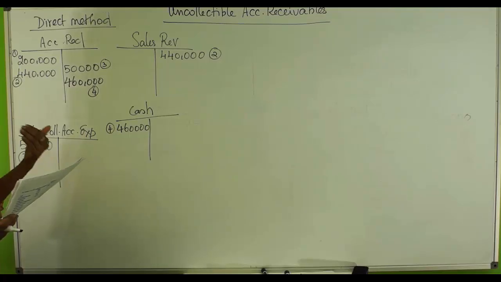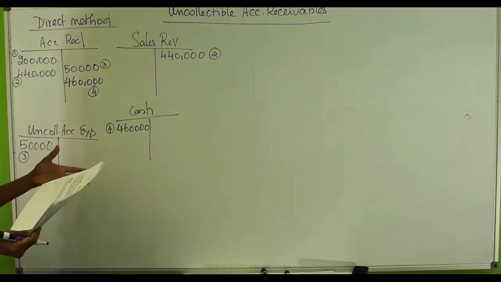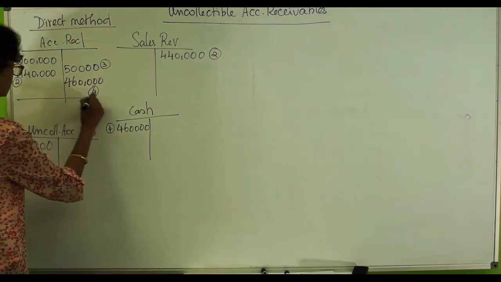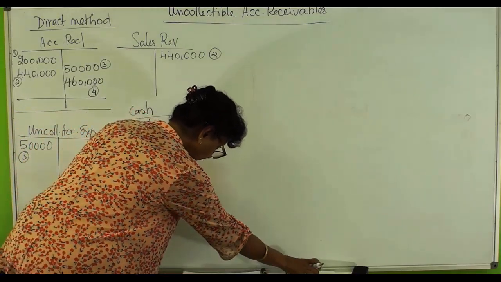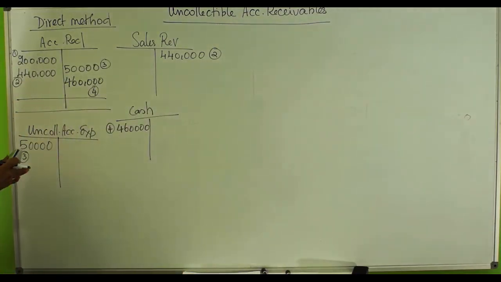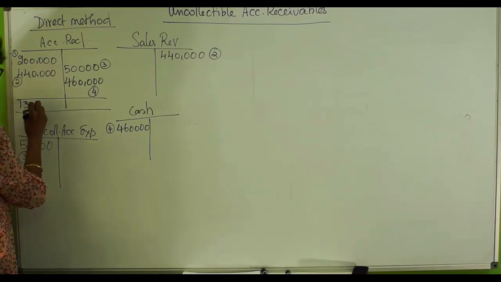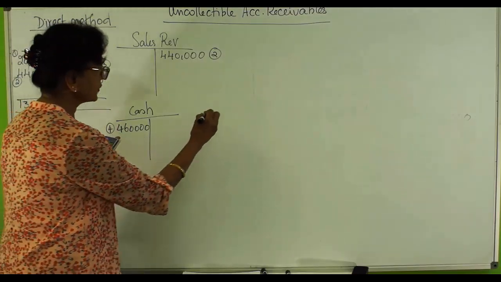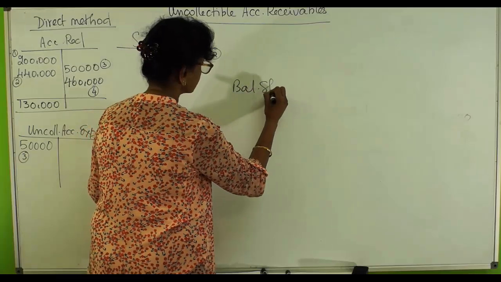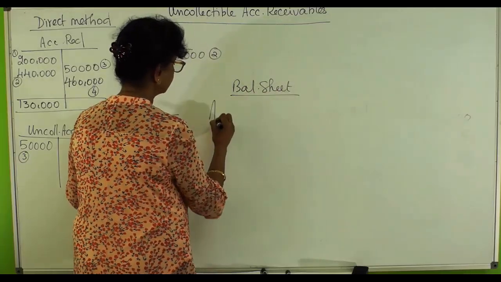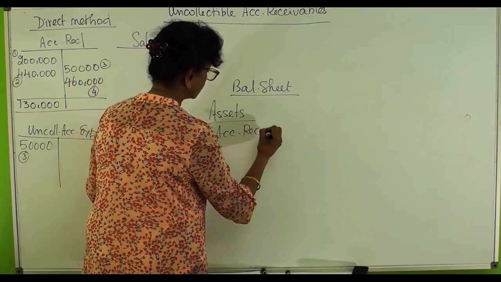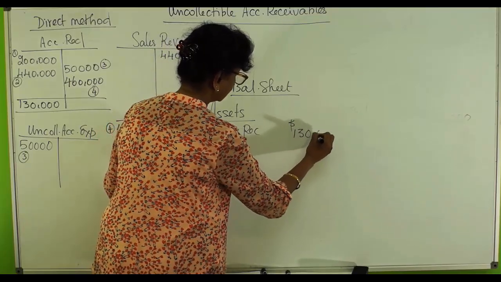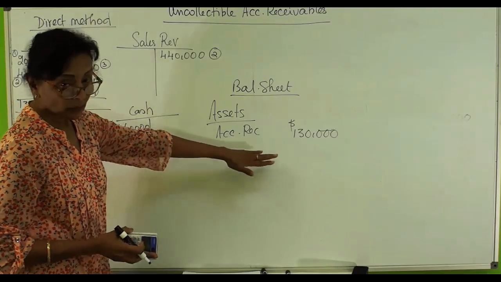Now the second requirement: how will the accounts receivable be presented in the balance sheet? In the balance sheet, the balance in the accounts receivable will be reported at the gross amount, which is equal to $130,000. So in the balance sheet, under assets, you just put the accounts receivable $130,000. That's it. There's no allowance account here.